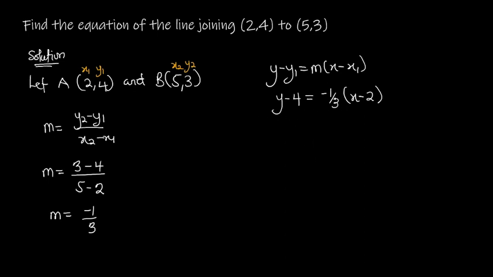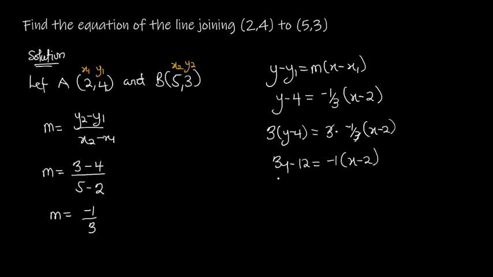I have a fraction here, and I need to get rid of it, so I use 3 to multiply each term. So I have 3 multiplied by y minus 4 is equal to 3 multiplied by negative 1 on 3, then x minus 2. If I expand this, I have 3y minus 12 is equal to, this will cancel this, so I'm left with negative 1 into bracket x minus 2.